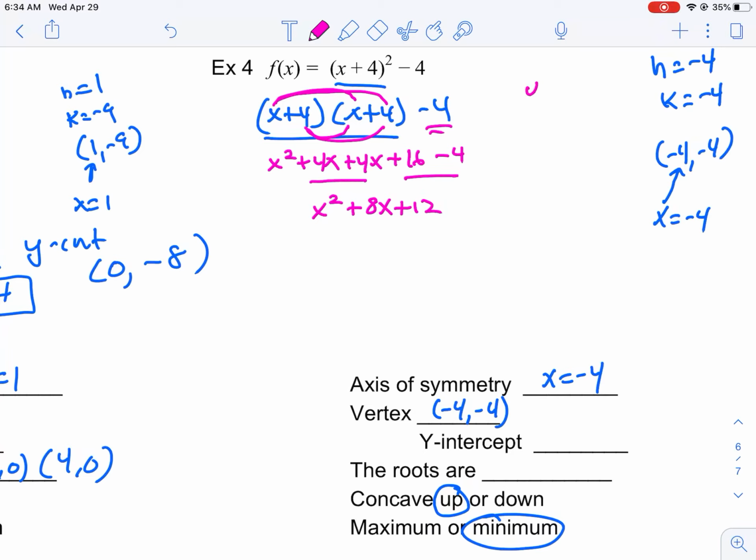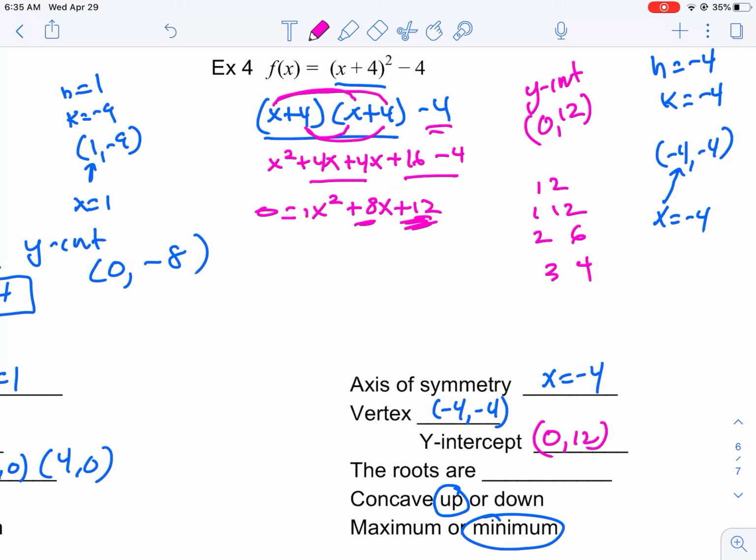Okay? So the y-intercept is 0, what? 12. Good. And now we have to set this equal to 0 and factor. We have 1 and 12. That's 1 and 12 when we multiply. 2 and 6, 3 and 4. So the signs are the same. They're both positive. Which pair gives you 8? Right there. (x plus 2)(x plus 6).